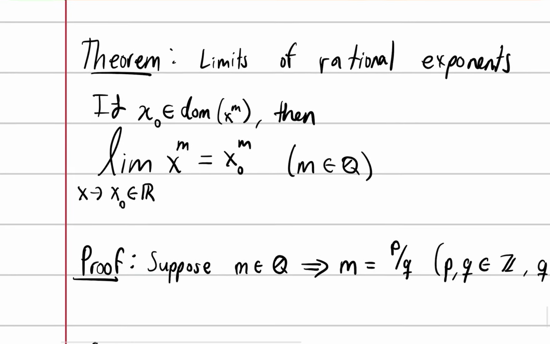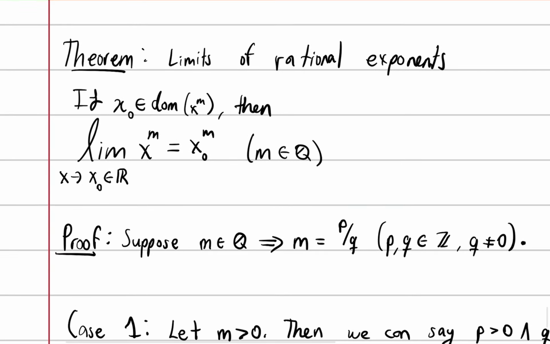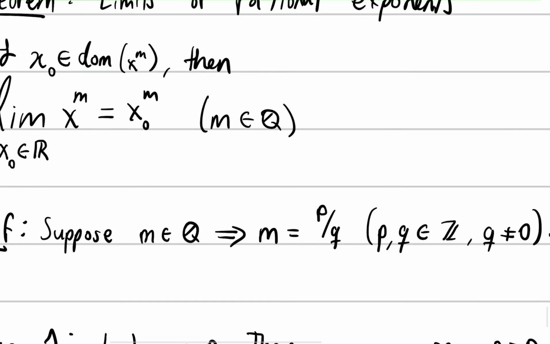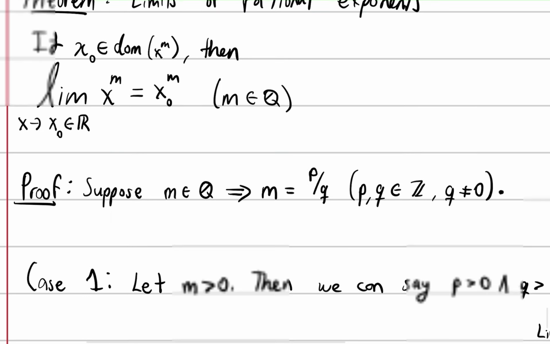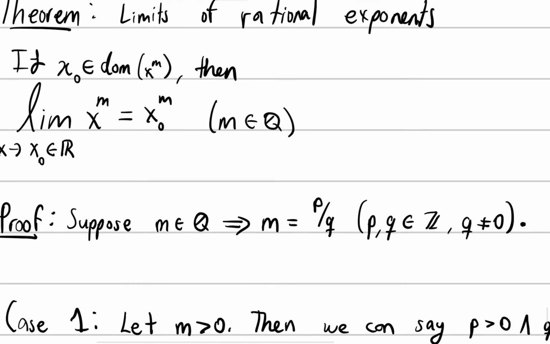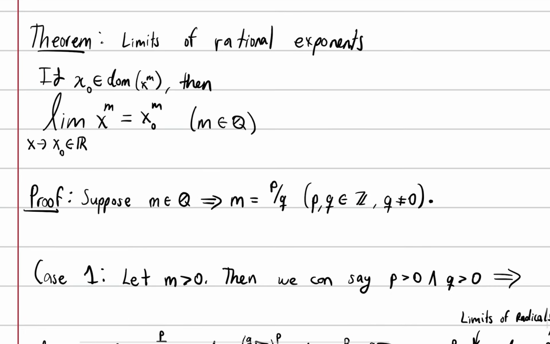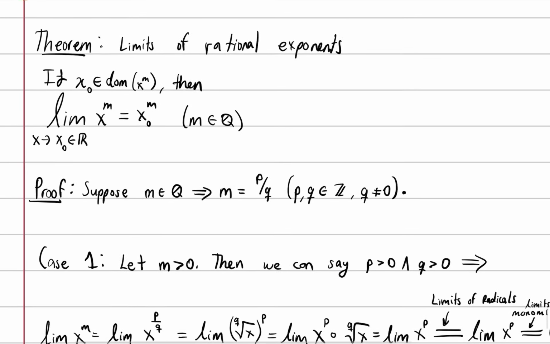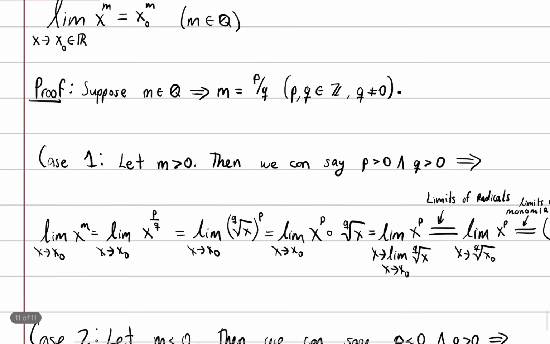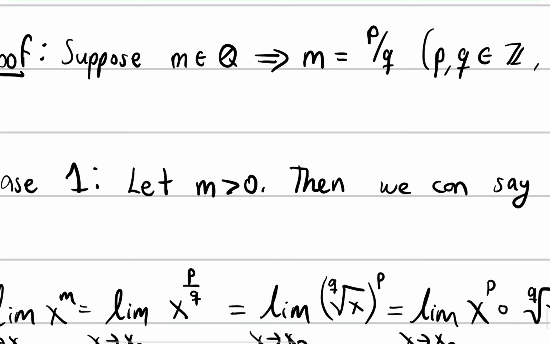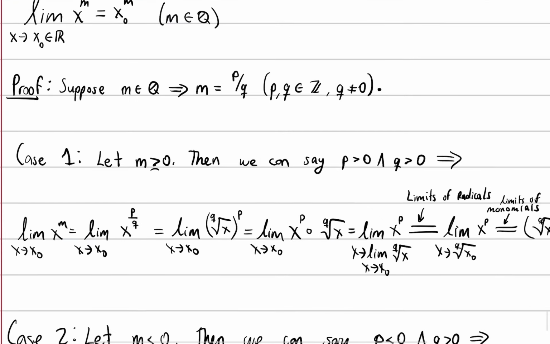So, if m is a rational number, then we can express it as a ratio of two integers, p over q, where q is not equal to 0, of course. We're going to use the method of proof by exhaustion, which is casework. Case 1: let m be greater than or equal to 0.